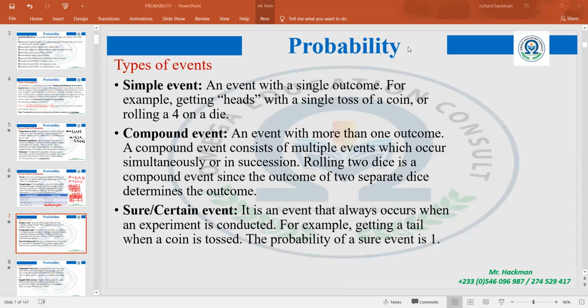So very good. So simple events. When we mention simple events, you should know, and I'll be using that very often. Sometimes the question alone, if you are able to determine that this probability question is dealing with a simple event, will guide you in your approach in dealing with it. So an event with a single outcome, for example, getting heads with a single toss of a coin, or rolling a 4 on a die, is simply a simple event.